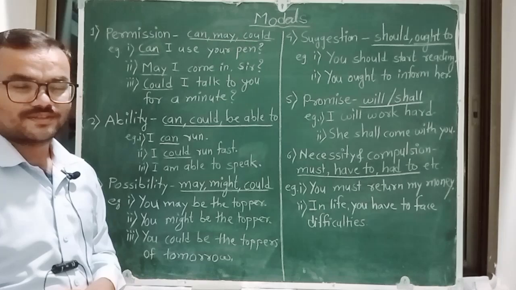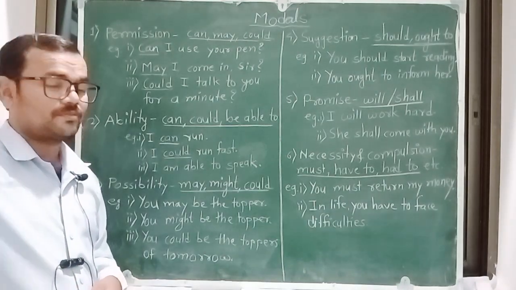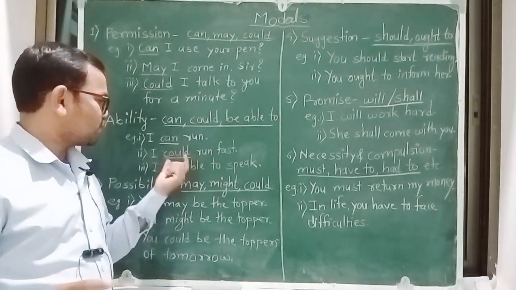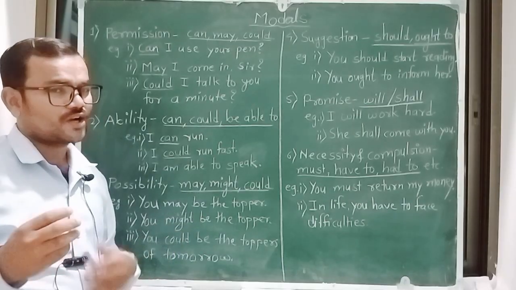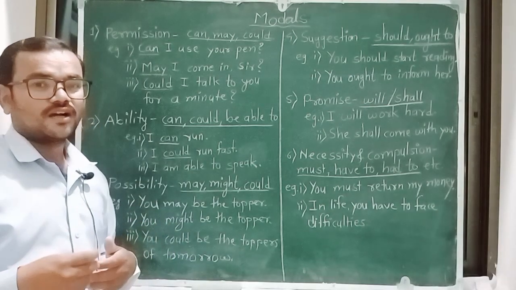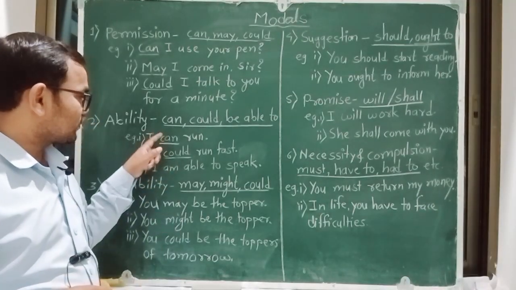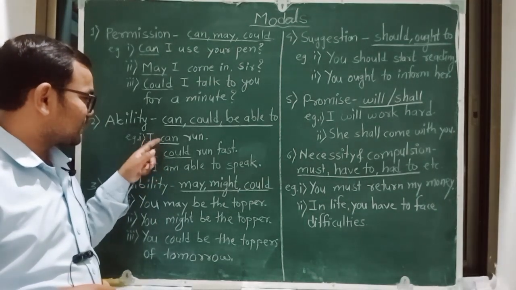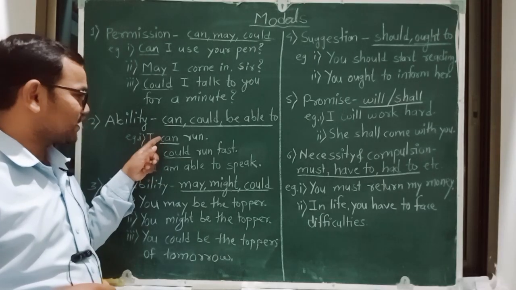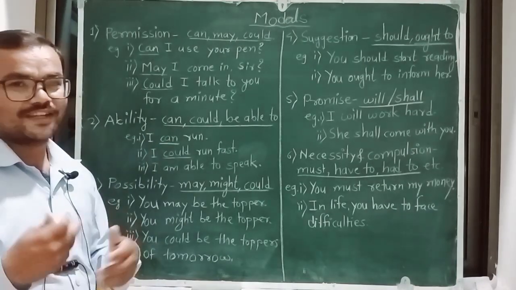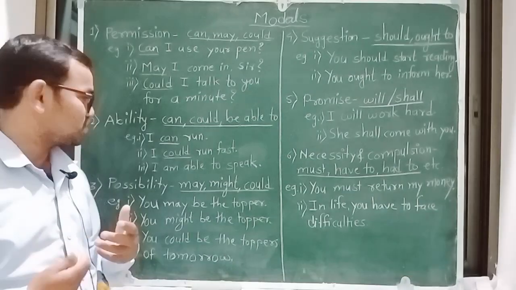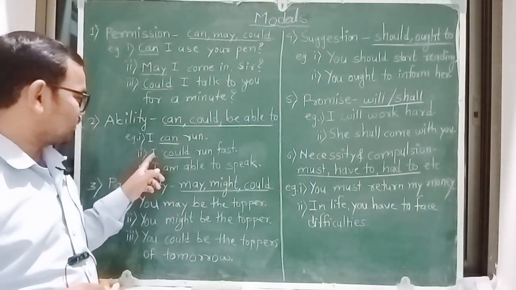So can and could are the two modal auxiliaries. The first one, can, is used to express our ability in the present situation. But "I could run fast," here could is a modal auxiliary used to express the ability of the past. The third example, "I'm able to speak," as I do have a tongue.